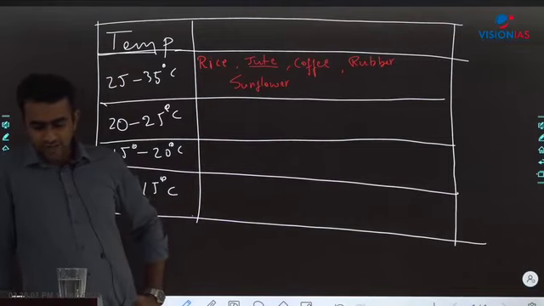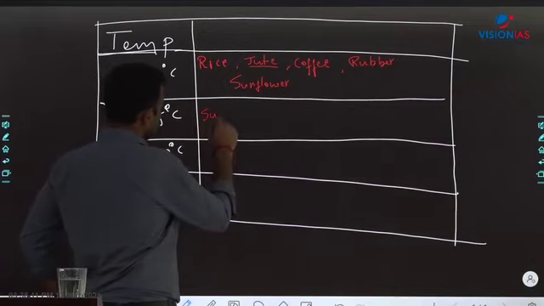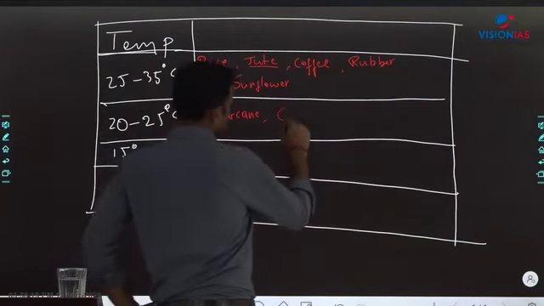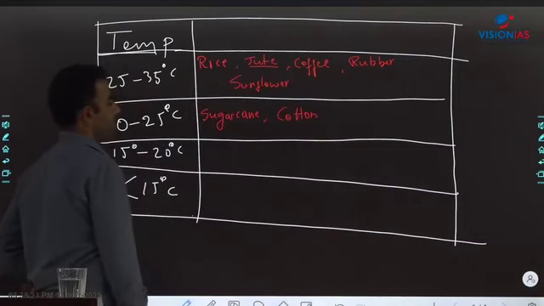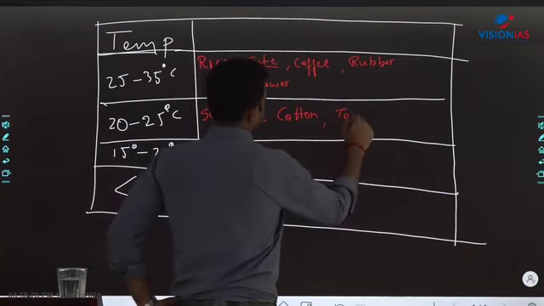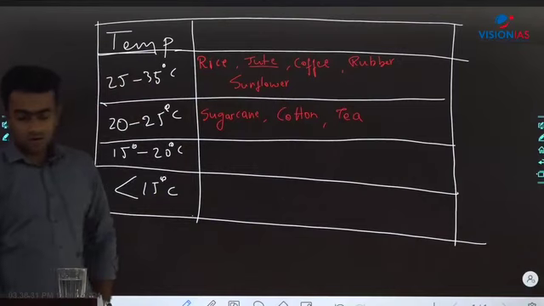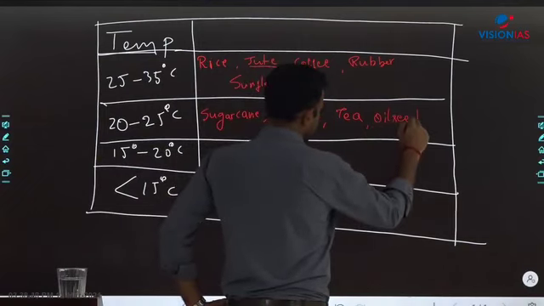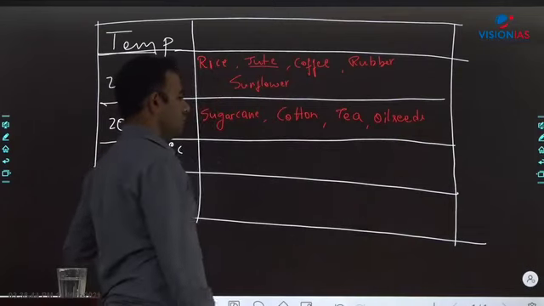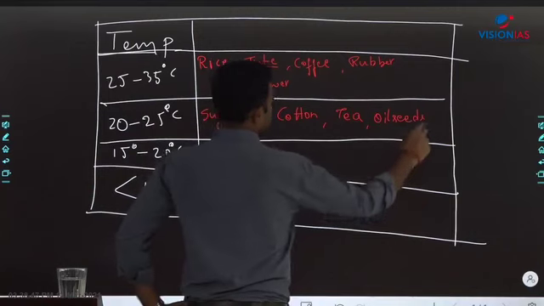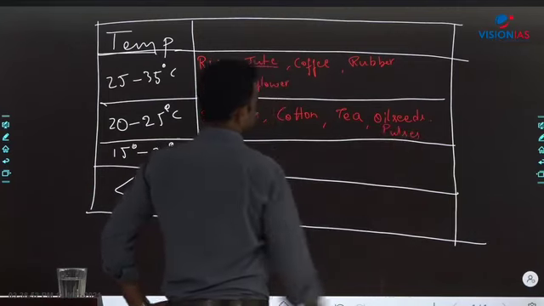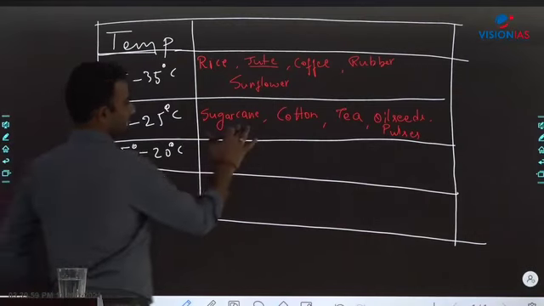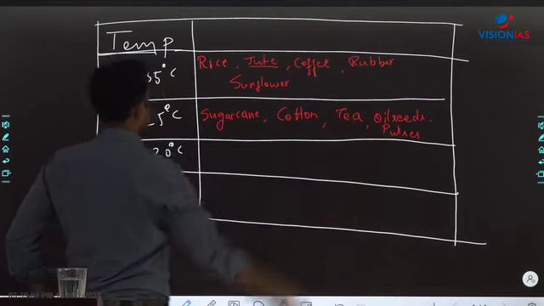Moderate temperature 20 to 25 degrees में कौन कौन सा? Sugar cane, the most important one, sugar cane. Again, another important one, cotton. And tea. Sugar cane, cotton, tea, all the other oil seeds. Okay, there is a very wide group of oil seeds. You don't have to worry about remembering each and every oil seeds. थोड़ा सा roughly याद रखो काफी है. Oil seeds and all the pulses. Fine. Sugar cane, cotton, tea, oil seeds, pulses.